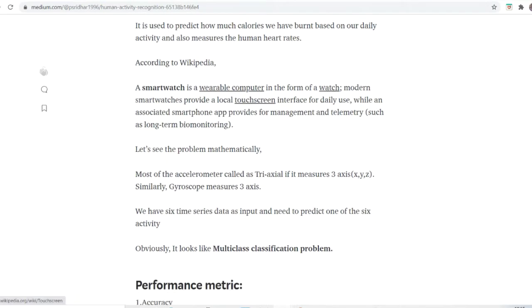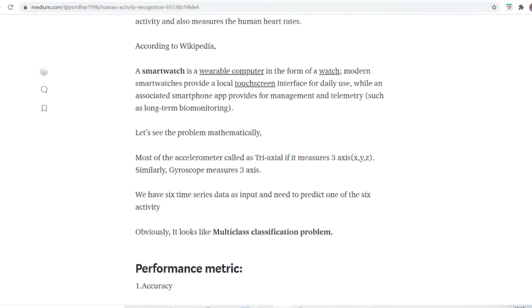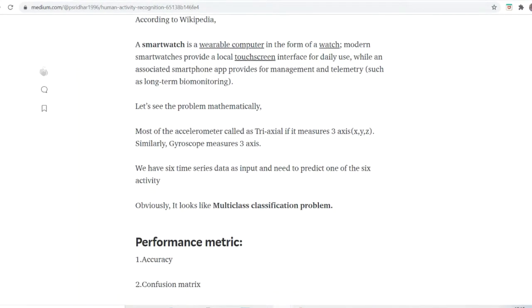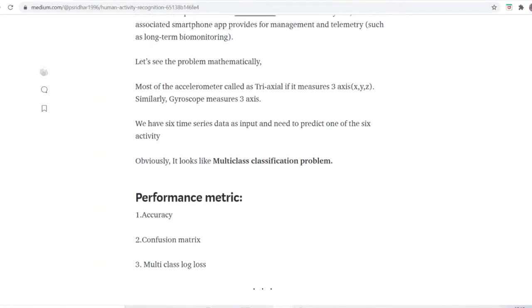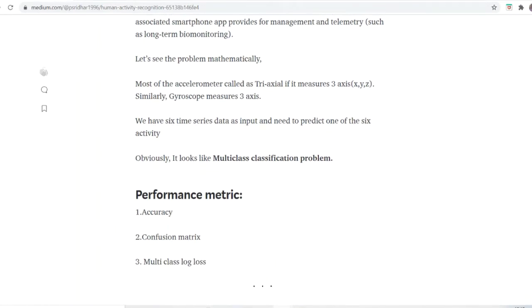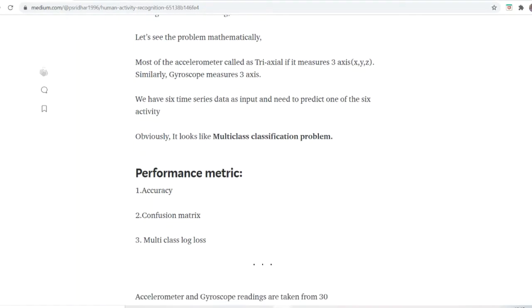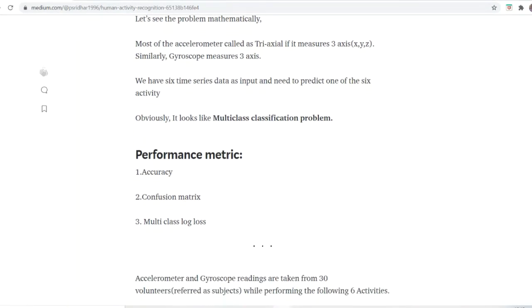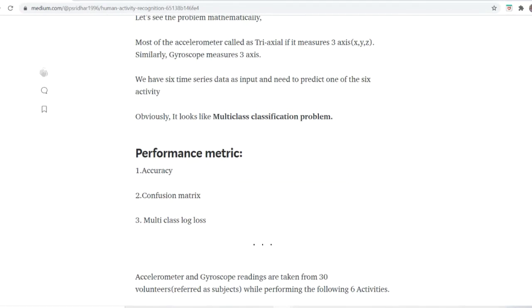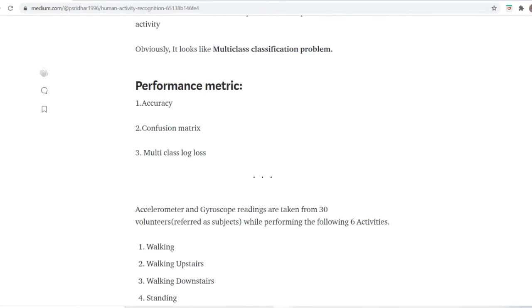An accelerometer is called tri-axial if it measures 3 axes. Similarly, the gyroscope measures 3 axes. We have 6 time series data as input and need to predict one of the 6 activities. Obviously, it looks like a multi-class classification problem. So we use the following performance metrics such as accuracy, confusion matrix, and multi-class log loss.